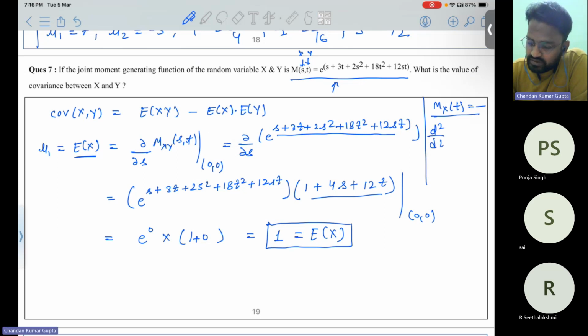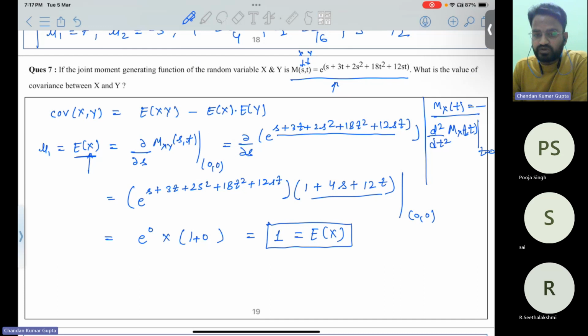We need to calculate and then put the value of t equal to 0, we get the second order moment. In a similar manner, in case of bivariate or multivariate, the MGF is given like this, then we differentiate it one time for the first order moment and put the values of s and t equal to 0, 0 to get that order moment. That's why we have considered s and t equal to 0 after differentiating the joint MGF one time.